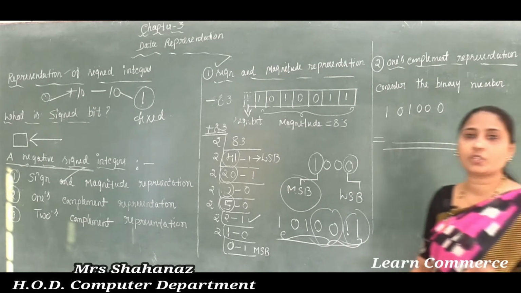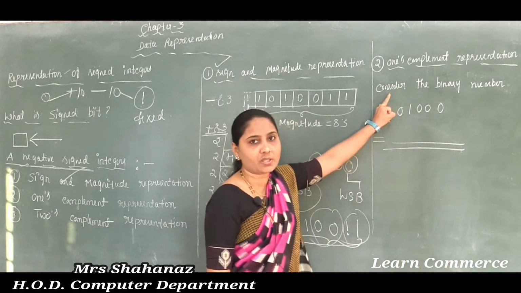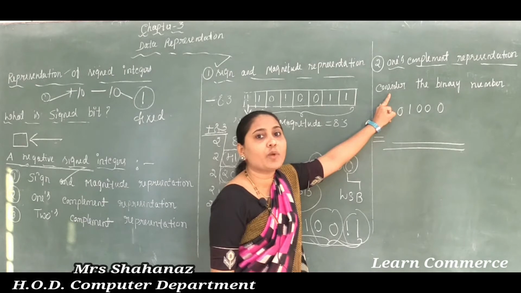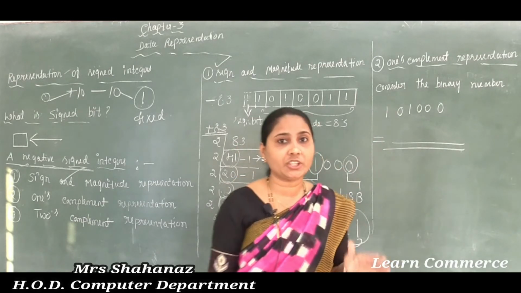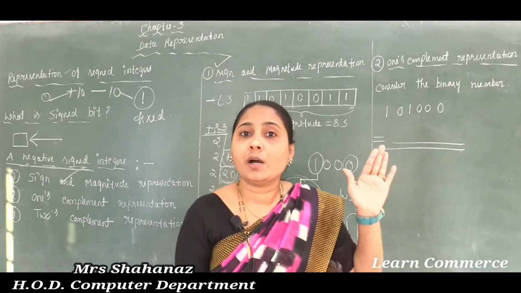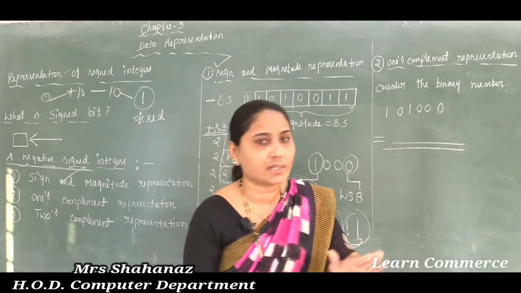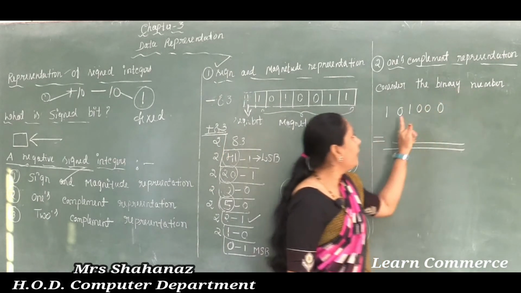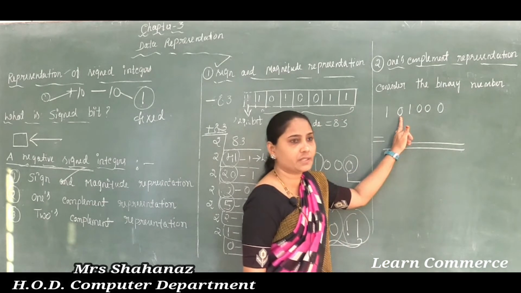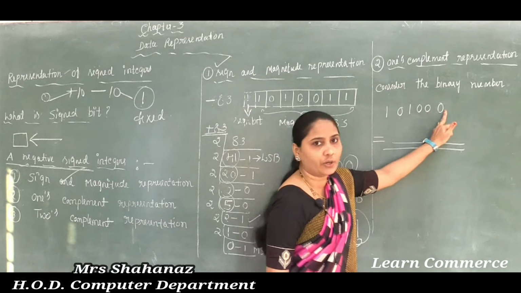Now let's see how to solve this example. In this example, it's a very simple concept. The ones complement of a binary number is obtained just by changing all the ones to zeros, or all zeros to ones. So now one example: consider the binary number. Now this is the question. The question is 1 0 1 0 0 0.